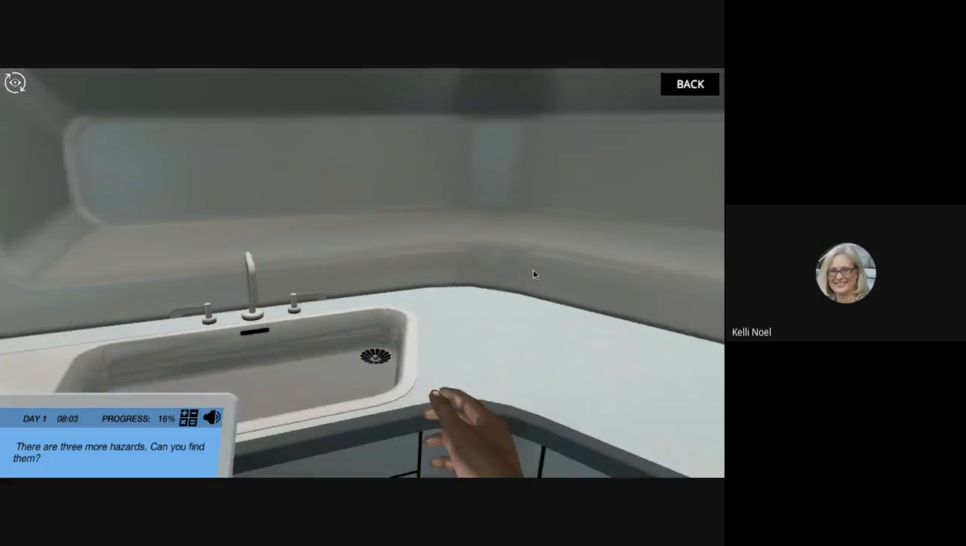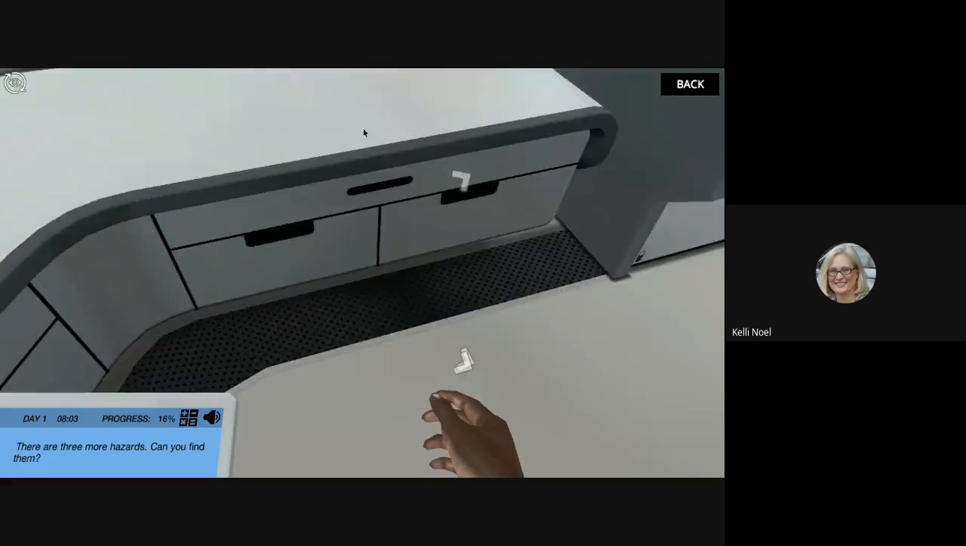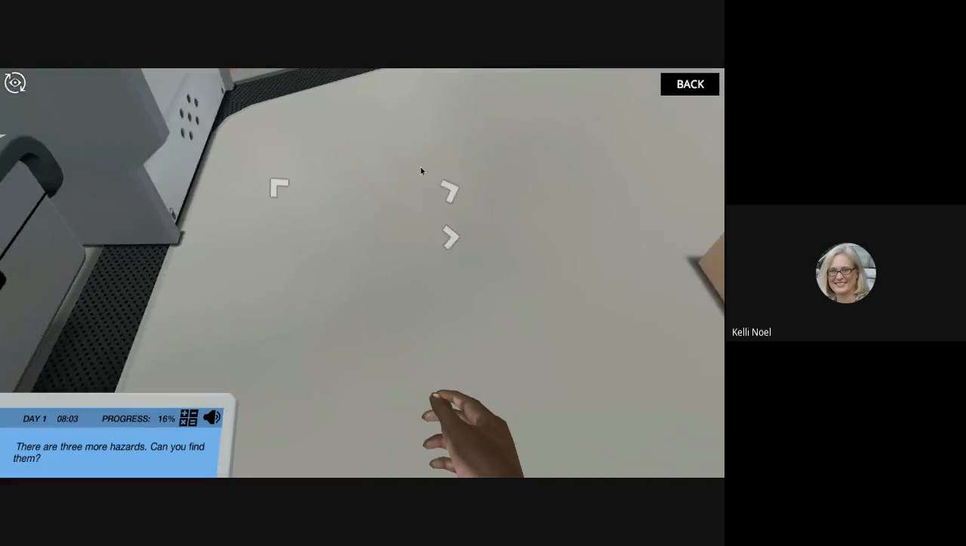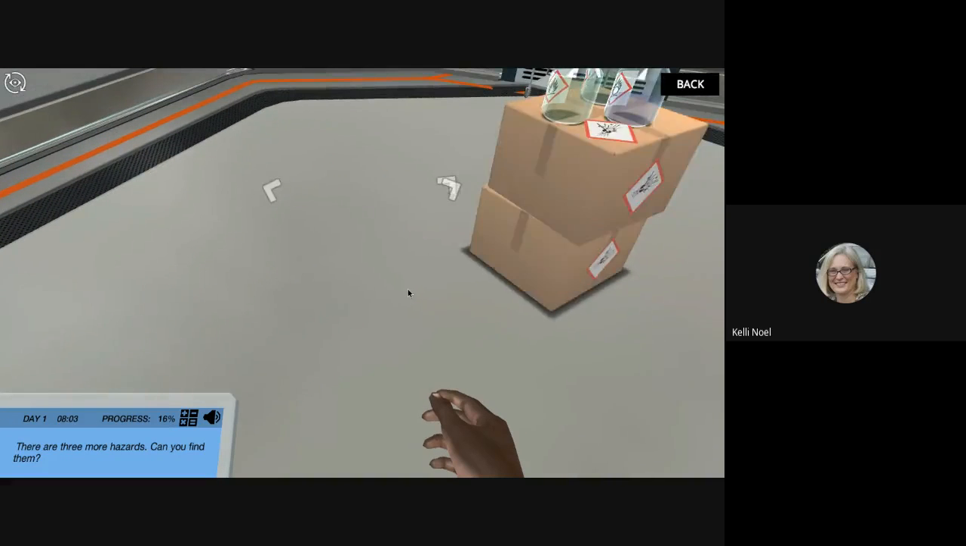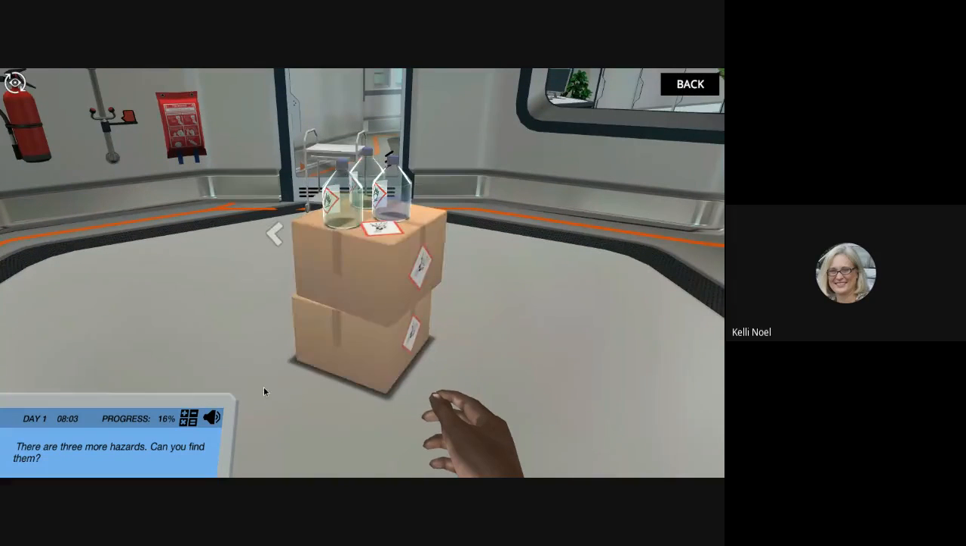There are some more hazards highlighted. Can you find them? So notice the arrows are kind of pointing you. There's two arrows this way. So there's two that are going to be over here somewhere. This one is one right here.